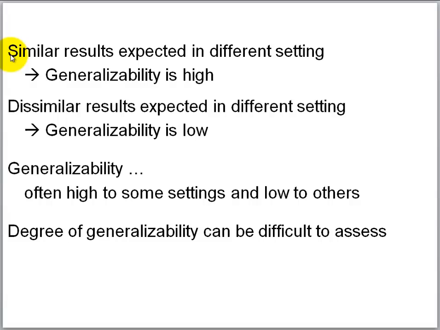Perhaps at the risk of oversimplifying, if you expect similar results in a different setting, generalizability is high. If, on the other hand, you expect dissimilar results or don't have strong reason for thinking that results would be similar, then generalizability is low. And indeed, generalizability can be high to some settings and low to others. And we'll see that in some situations, degree of generalizability can be quite difficult to assess.